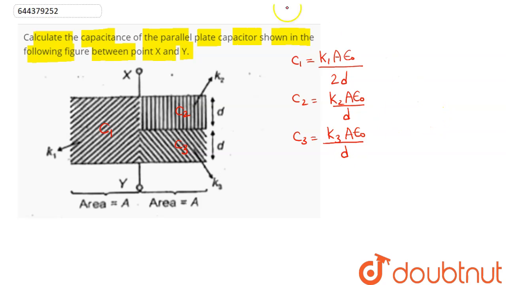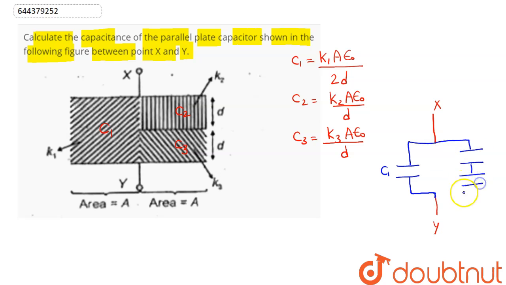So we can say this arrangement between the two points x and y has this C1 capacitance, and these two capacitances C2 and C3 will be in series to each other, and the combination will be in parallel to C1.